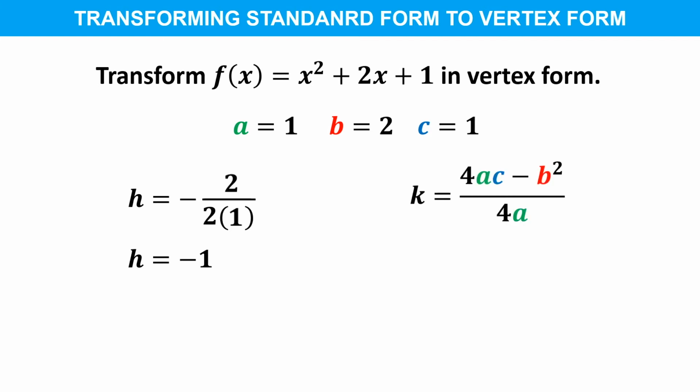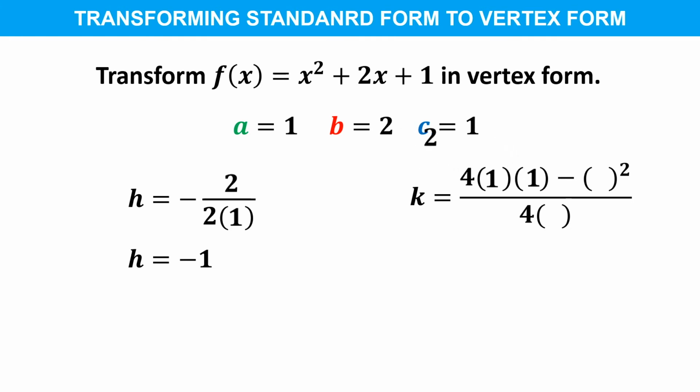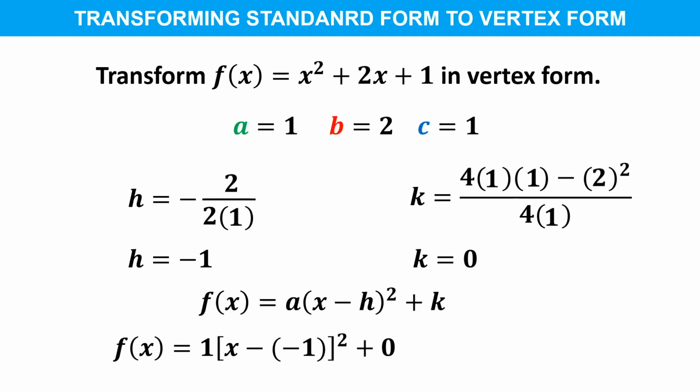Now compute for the value of k by substituting the coefficients to the equation k is equal to 4ac minus b squared all over 4a. The value of k is 0. Using these values, form an equation using the vertex form f of x is equal to a quantity x minus h squared plus k. Therefore, the vertex form of the quadratic function f of x is equal to x squared plus 2x plus 1 is f of x equals quantity x plus 1 squared.